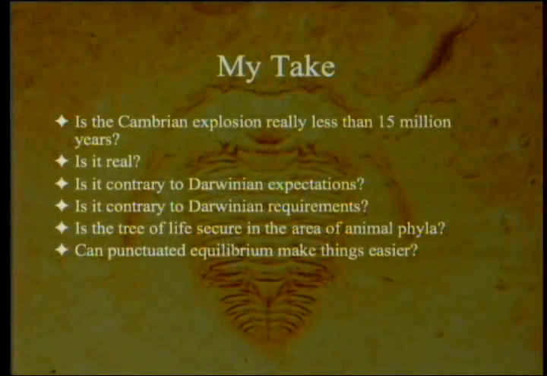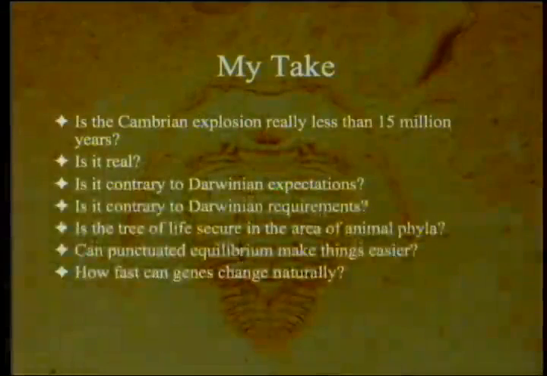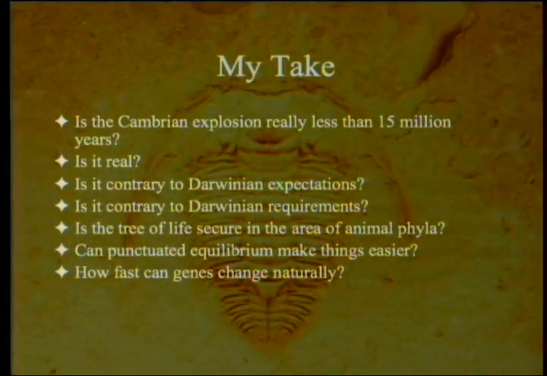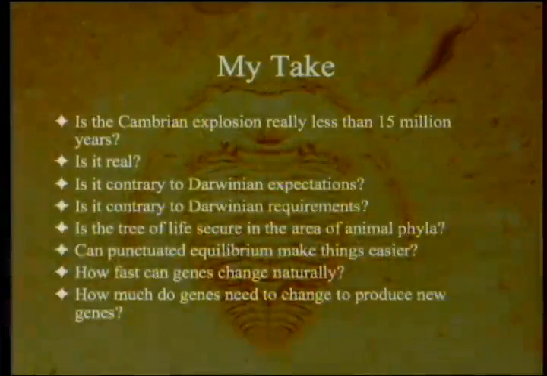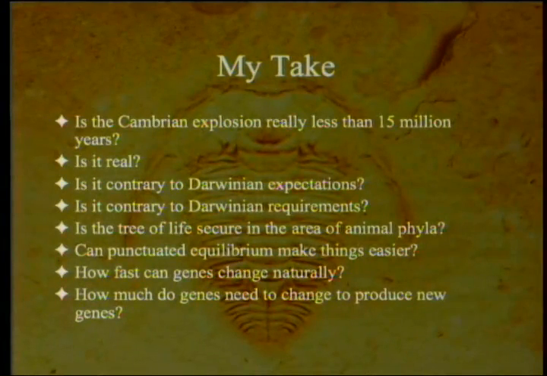Can punctuated equilibrium make things easier? I don't think significantly easier, and I think Meyer covered that. How fast can genes change naturally? Meyer covered that. Is there a dispute about the data? My answer is probably not, in which case Meyer hit it on the nose. How much do genes need to change to produce new genes? That's a question that none of the critics ever really answers. Nick Matsky kind of said, oh, it's easy, but never really cited papers saying what he meant, and never really said what he meant himself. So I think that's some work that needs to be done if you're going to make a critique of Steve Meyer.